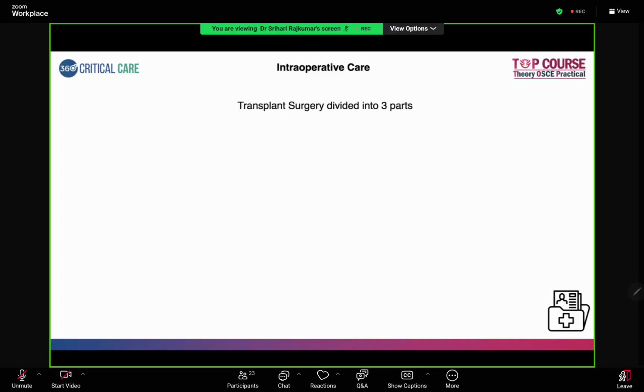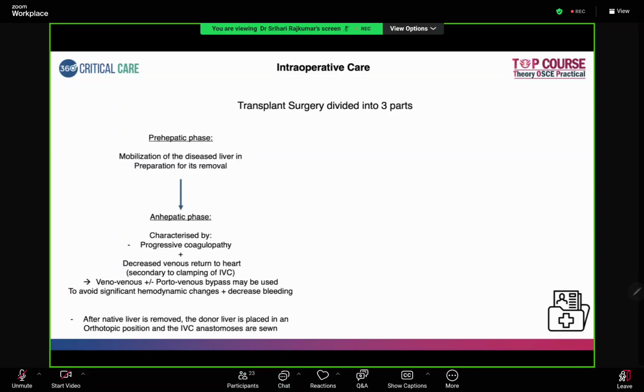So coming to the intraoperative care, now transplant surgery is divided into three parts: prehepatic, anhepatic, and posthepatic. The prehepatic phase is just mobilization of the diseased liver in preparation for its removal. Then we have the anhepatic phase, which is characterized by progressive coagulopathy and a decrease in venous return to the heart. Why does that occur? It is secondary to clamping of the IVC.